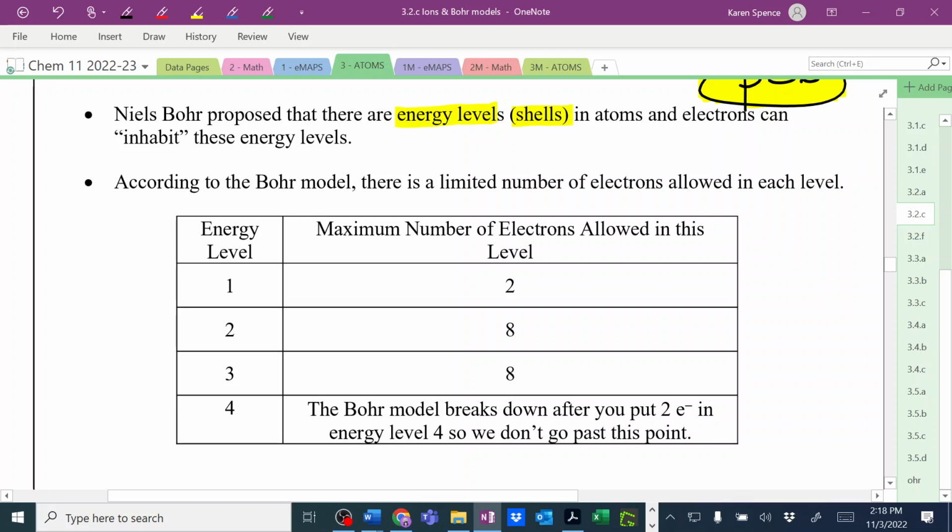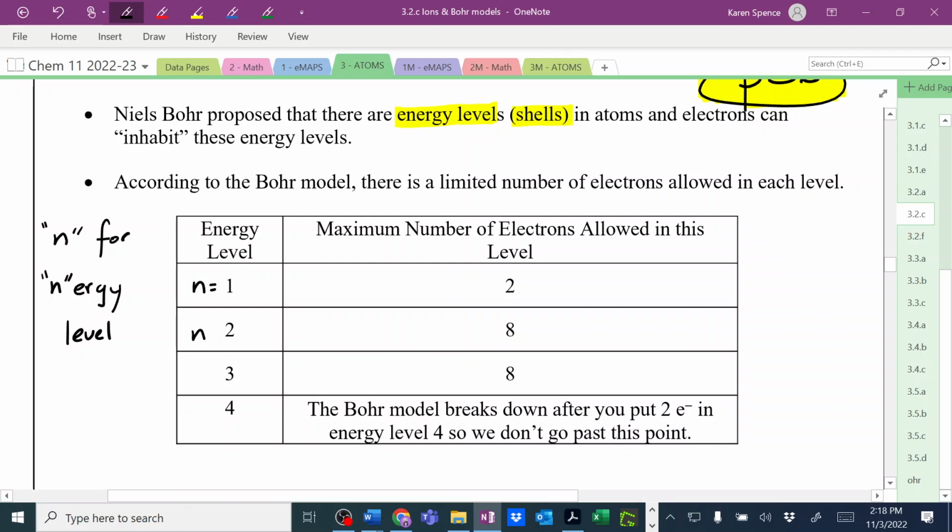Energy level 1, if you need to label it, you would label it n equals 1. N for energy level. Get it? Haha. Okay. So at energy level equals 1, you can have a maximum of 2 electrons.